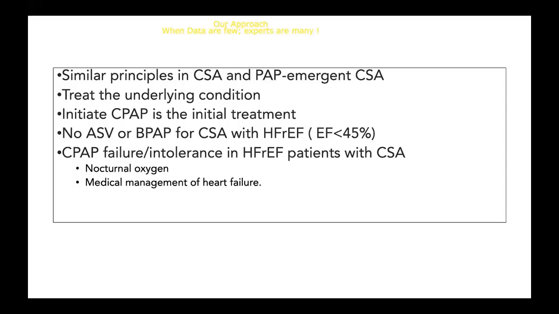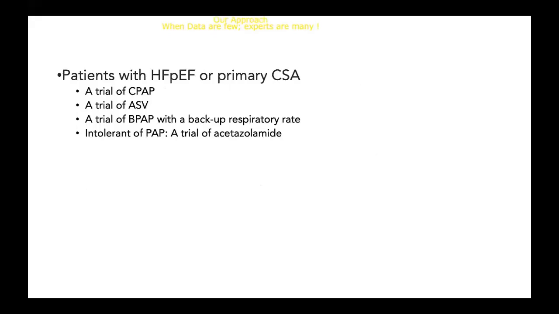Always treat the underlying condition. We focus on treating the underlying condition. We initiate CPAP, it's always the starting point. We have had a clinical series showing that about 50% of patients will respond to CPAP. We do not use ASV or BPAP for CSA with reduced ejection fraction, heart failure and reduced ejection fraction. While the contraindication is just for ASV, we extend it to BPAP out of concern that the mechanism of action may be similar. It's a high positive pressure. Patients who fail or are intolerant, we give them supplemental oxygen or emphasize more medical management of heart failure.